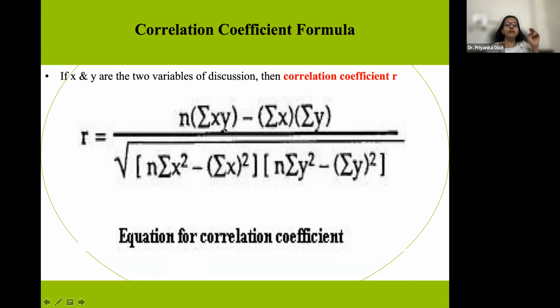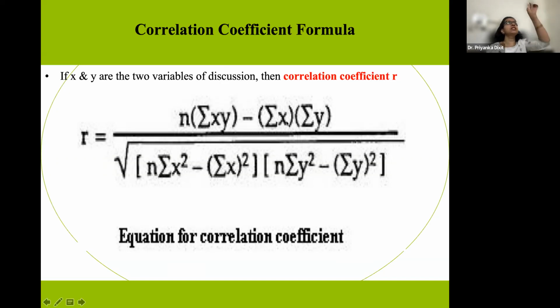What we are going to do, if you look at the first term, summation X into Y, is first multiply X into Y. We will get the third column. And then we take the sum. So that is this term, n into summation x into y.